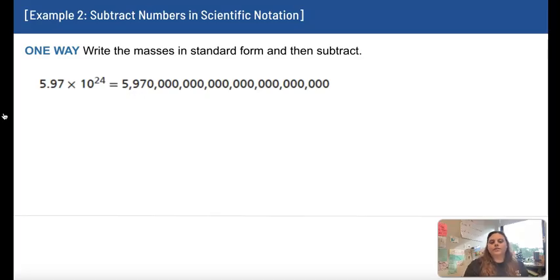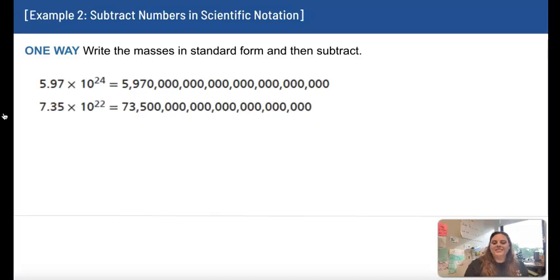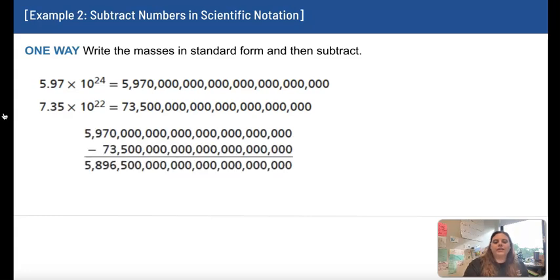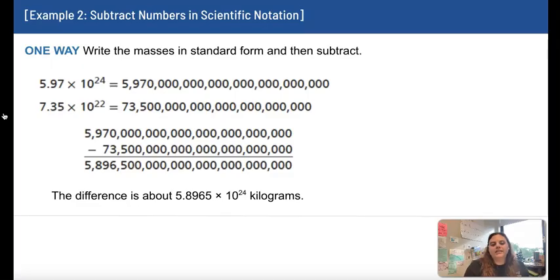Earth's mass in standard form will look like this, and the Moon's mass in standard form will look like this. We can line these up and subtract them using our normal methods. This would be our answer. And we could convert this back into scientific notation, and we would get that the difference is about 5.8965 times 10 to the 24th kilograms.